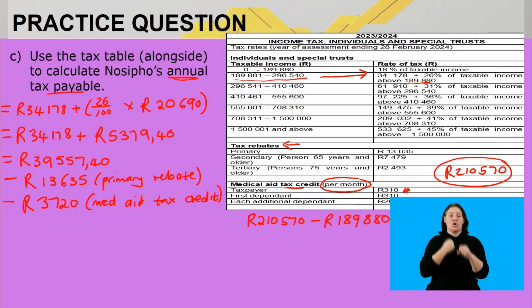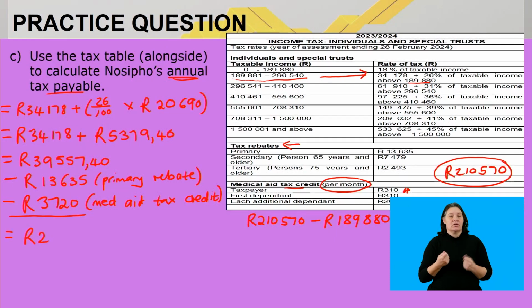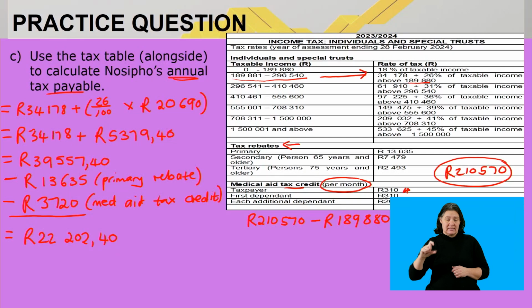Remember, we need to calculate the annual tax payable. So therefore, I'll take my 39,557 rand and 40 cents minus my primary rebate of 13,635 rand minus my medical aid tax credit of 3,720. Now let's key that in. 39,557 rand and 40 cents minus 13,635 rand minus your 3,720. So when I simplify this, I will get an amount of 22,202 rand and 40 cents. I'll repeat, 22,202 rand and 40 cents.